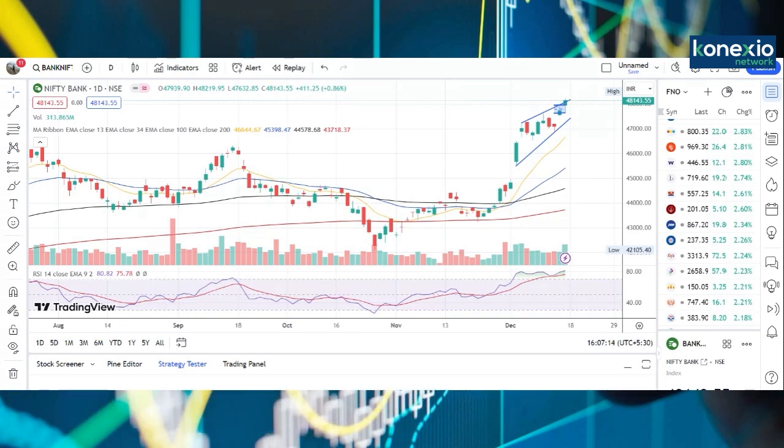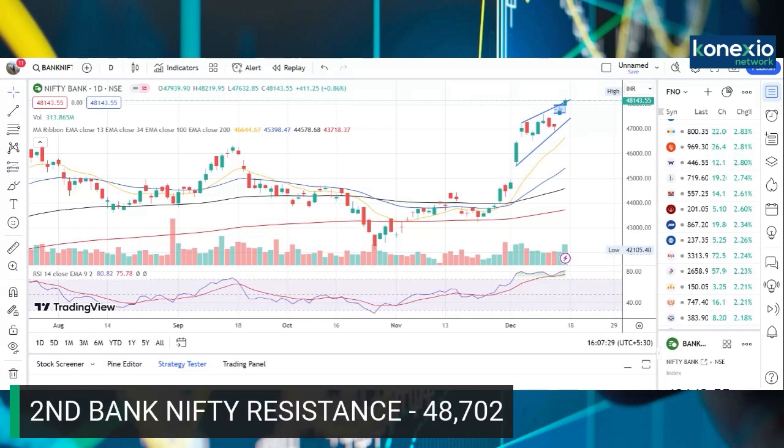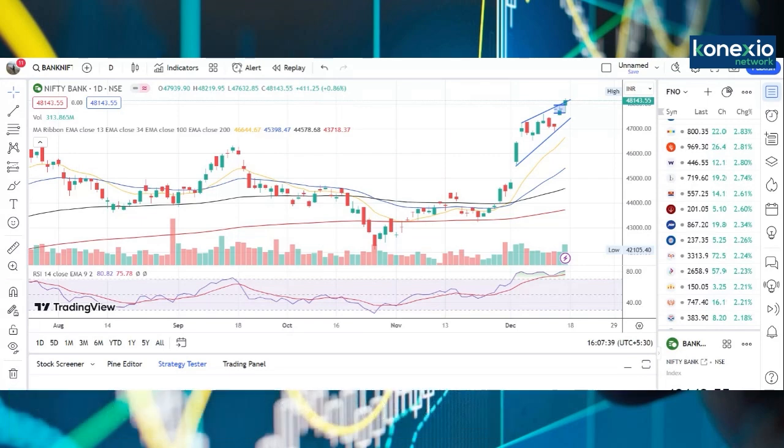So these are the important support levels in Bank Nifty for the next week. Now on the upside, the first resistance is placed at 48,460. Above that, the second resistance is placed at 48,702, and the third resistance is placed at 49,189. So these are the crucial support and resistance levels in Bank Nifty for the next week.